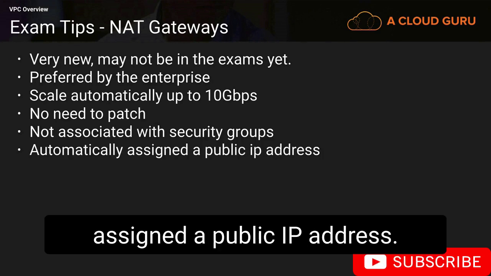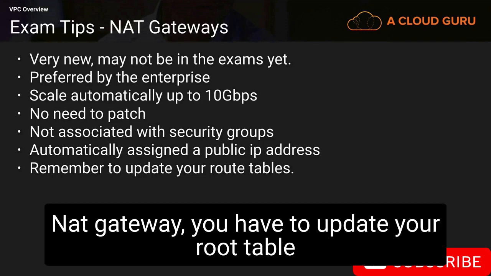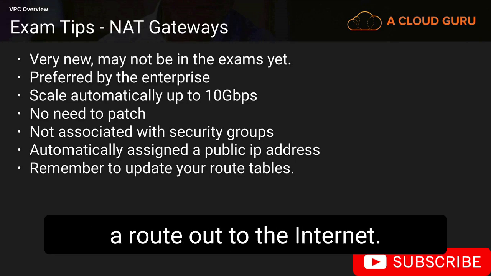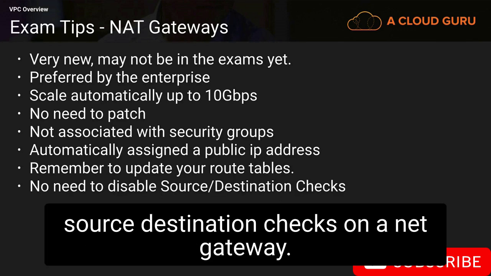They're automatically assigned a public IP address, and just remember that once you have created your NAT gateway, you have to update your route table to point to that NAT gateway, and then that will give you a route out to the internet. And there's no need to disable your source destination checks on a NAT gateway.